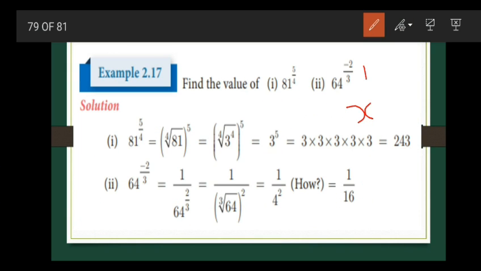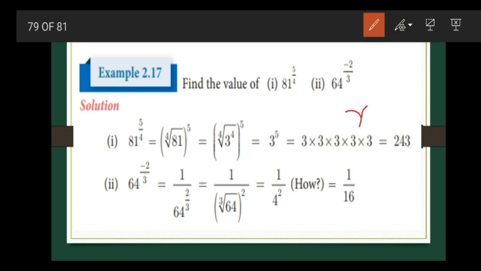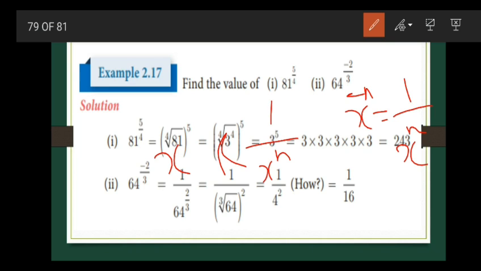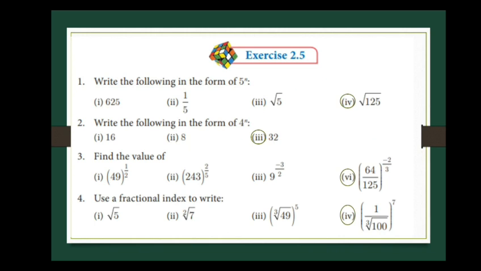And one more thing, x power m by n means the nth root of x whole power m, or x power m and then taking the nth root. So both are equivalent. One more thing, x power minus n is equal to 1 by x power n. Or when we have 1 by x power n, to bring it to the numerator, we change the sign of the power, that is x to the power minus n. Using this, solve the exercise problems, exercise 2.5.